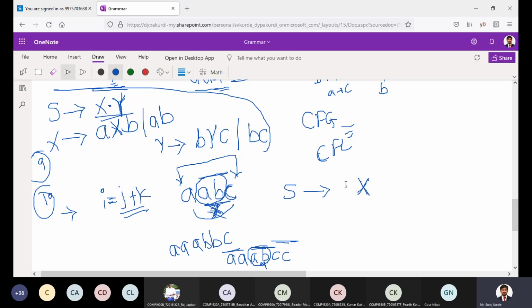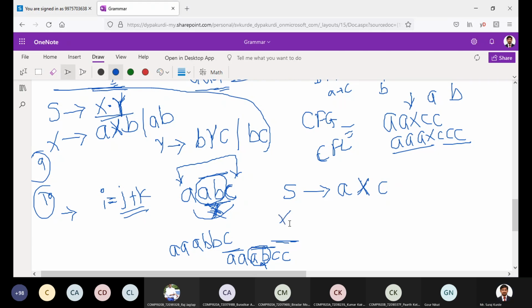Before X, what can I have? A, and after X, it should be C. If A is there, then it should be C. So what can it be? A X C, A A X C C. Number of A equals number of C. And for X, what does it have to produce? Number of A equals number of B. X producing A.